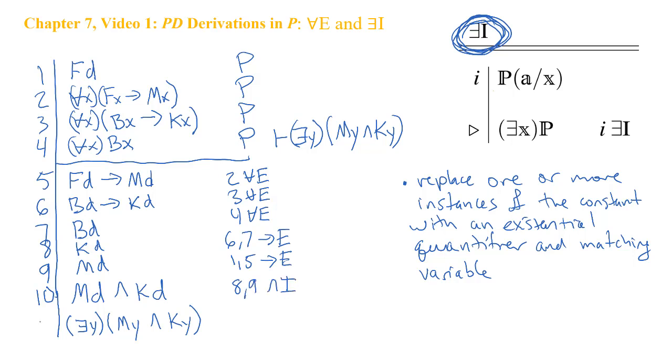And then having Md and Kd, I can apply existential introduction to get some y, My and Ky, which is the goal. And we're done. In Chapter 7, Video 2, we'll cover the other 2 of the 4 main quantifier rules: universal introduction and existential elimination.